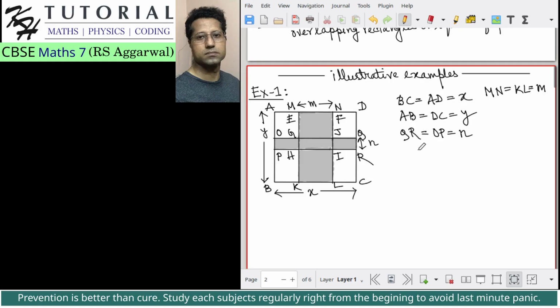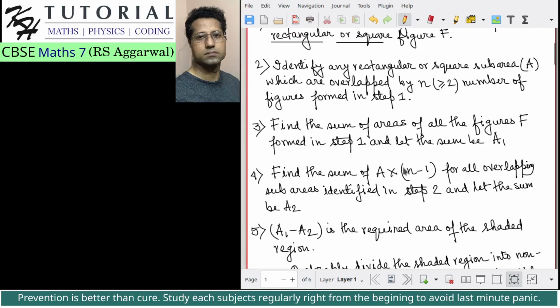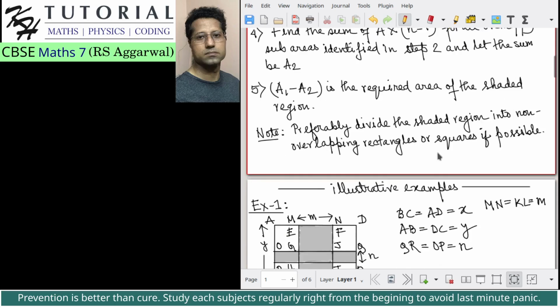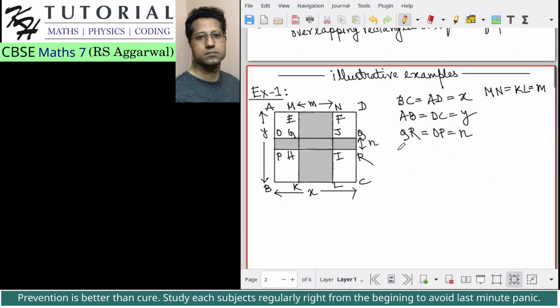So in step 1, what we are doing is dividing the shaded region into multiple rectangular or square figures F. Let's say I am listing how I am dividing F's. F's means all the figures, that is all the rectangles or squares into which I am dividing the entire shaded region. So I will divide the entire shaded region into two rectangles.